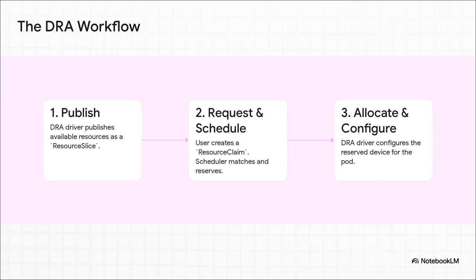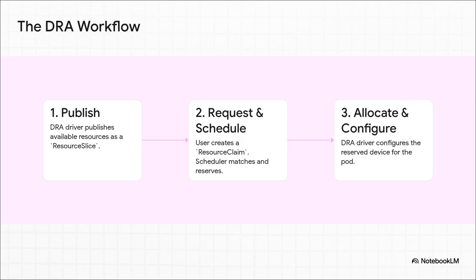This entire intelligent process works like a beautifully choreographed 3-act play. Act 1 is publish. A special DRA driver running on each node scans the local hardware. It discovers all the available devices and their specific attributes, and then it publishes this inventory to the Kubernetes API server. This inventory is called a resource slice. Think of it as creating a detailed catalog of every resource available in the cluster.